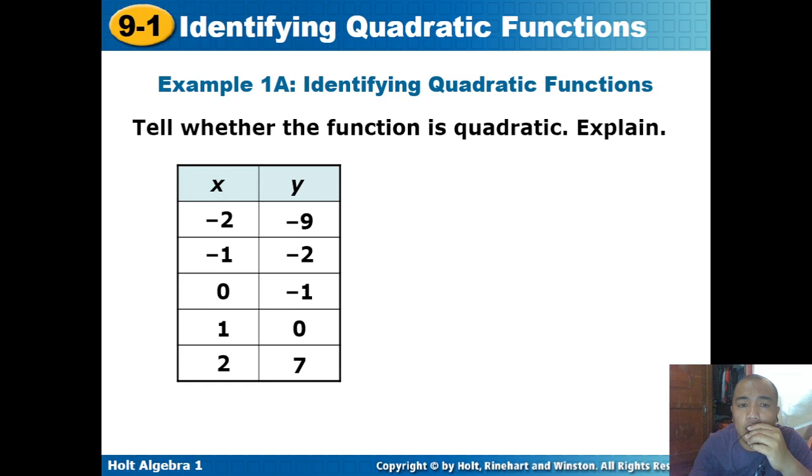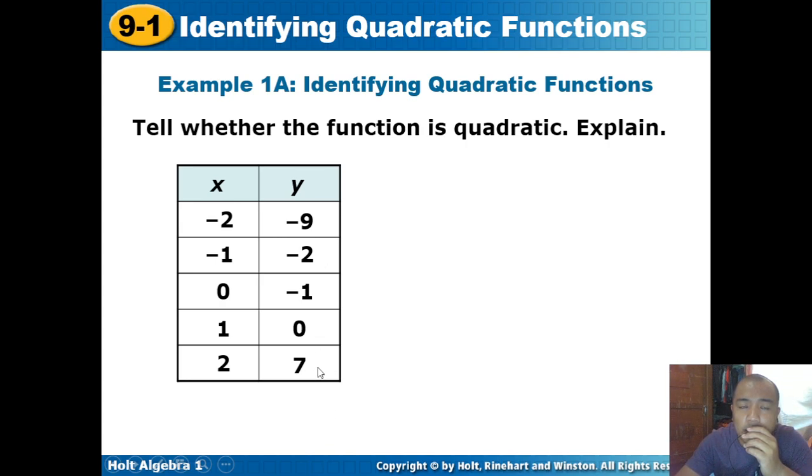So let us identify the given table of a function, if it's quadratic or not. Tell whether the function is quadratic. Explain. We have here the values negative 2, negative 9, negative 1, negative 2, 0, negative 1, 1, 0, 2, 7. Okay. So as you can see, equal first differences for x. How about y? Negative 9 here.